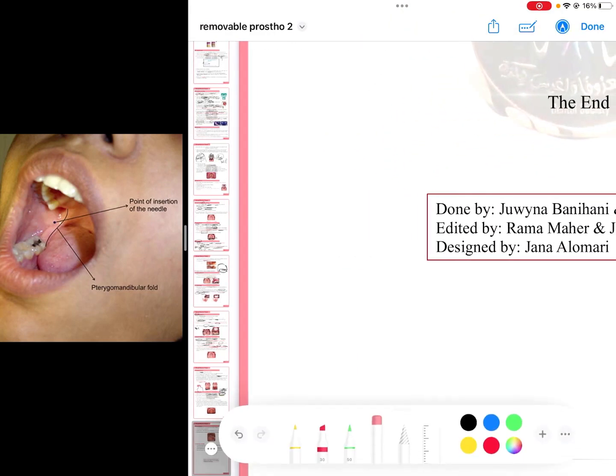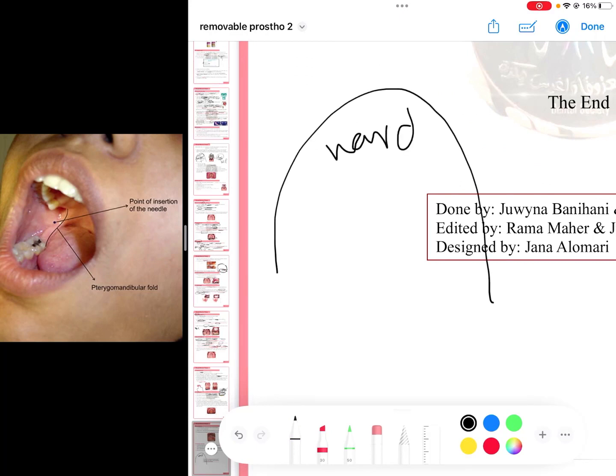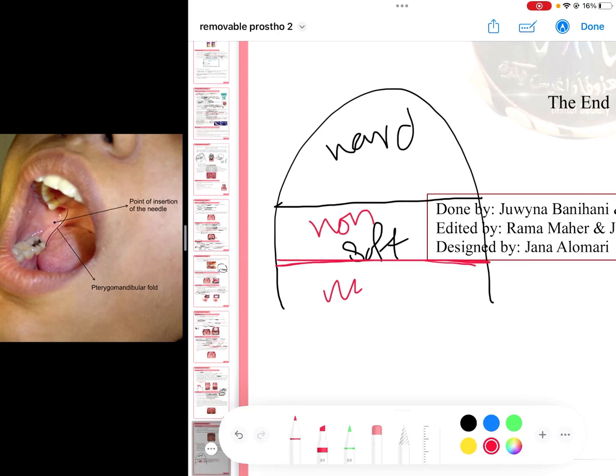Now, as I said, this is the hard palate and we have here a line. This is the soft palate. Between the hard palate and the soft palate, in the soft palate, we have the two parts: the non-movable and the movable part. The line is here, between the movable and non-movable soft palate.